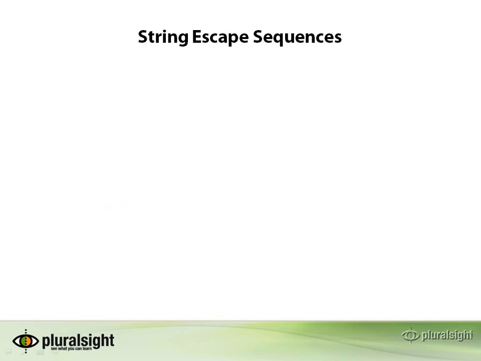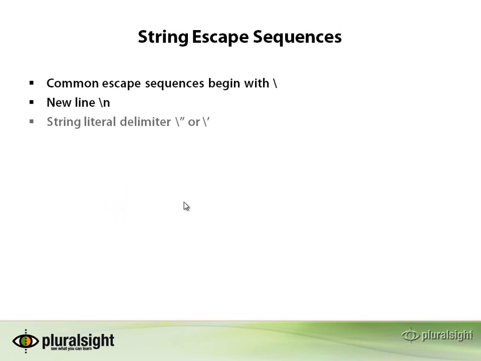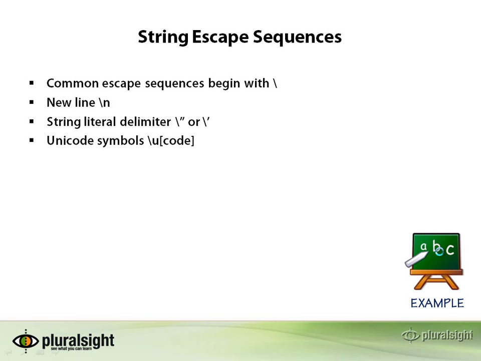In general, JavaScript string escape sequences begin with the backslash character. For example, \n represents a new line. We can escape the string literal delimiters also with the backslash character. So depending upon the string literal format that's been used, either the quotation mark or the apostrophe may need to be escaped with a backslash. And Unicode characters can be included by using \u and then the code representing the character that you wish to use. All of which can be demonstrated with an example.